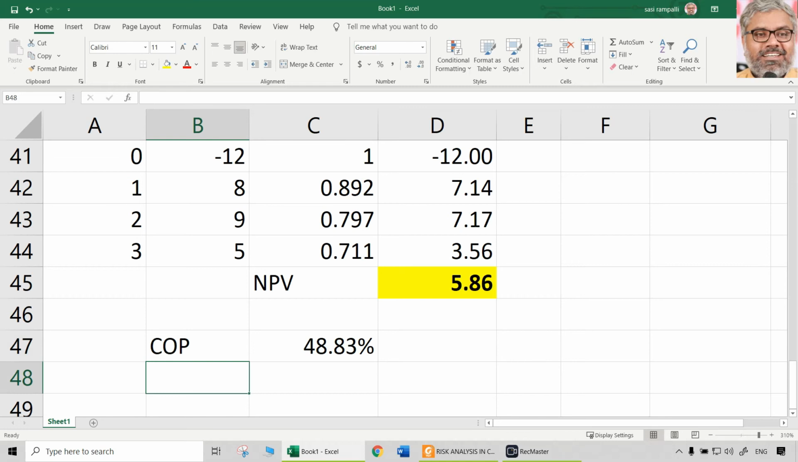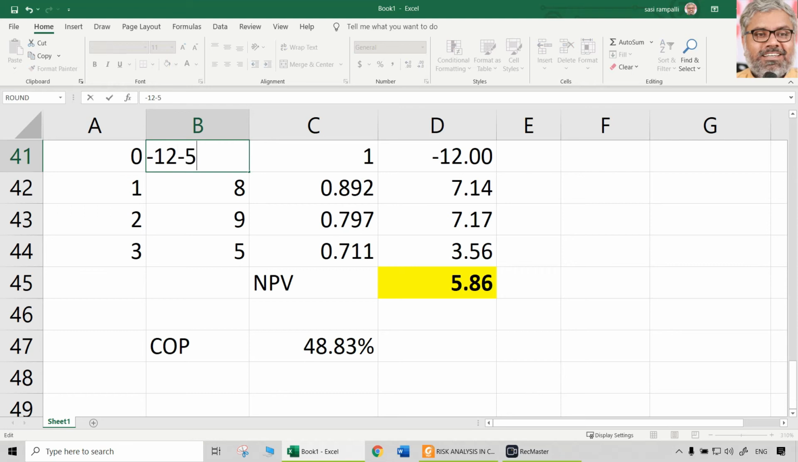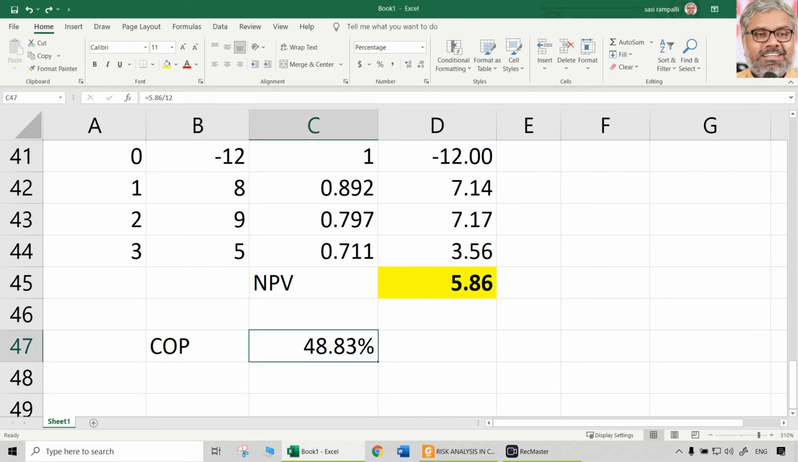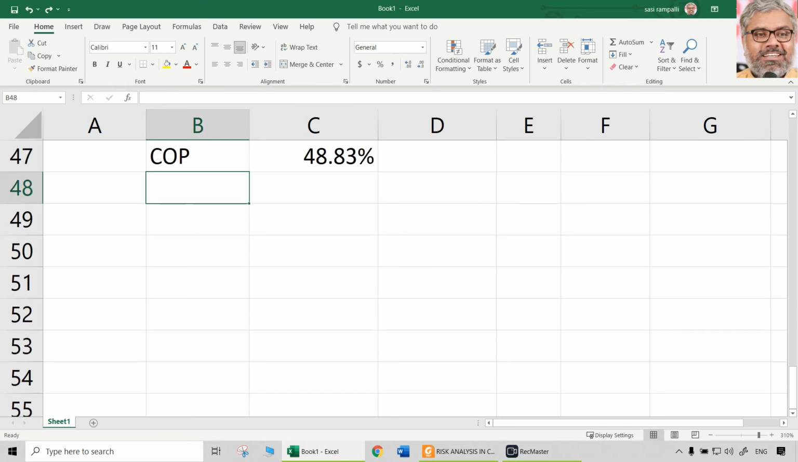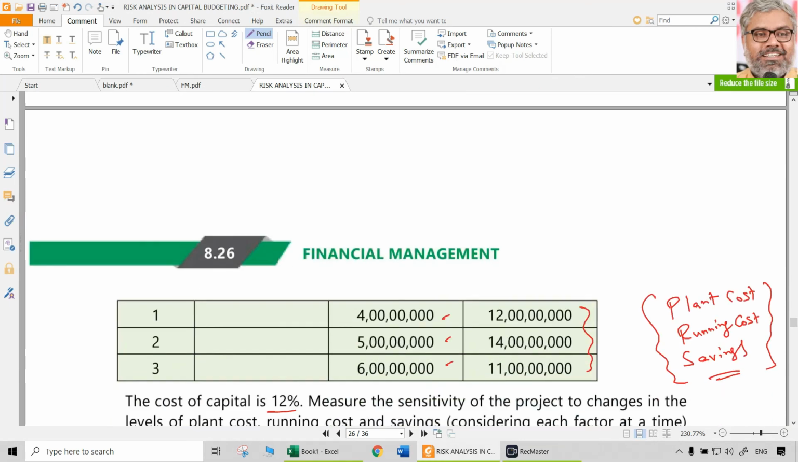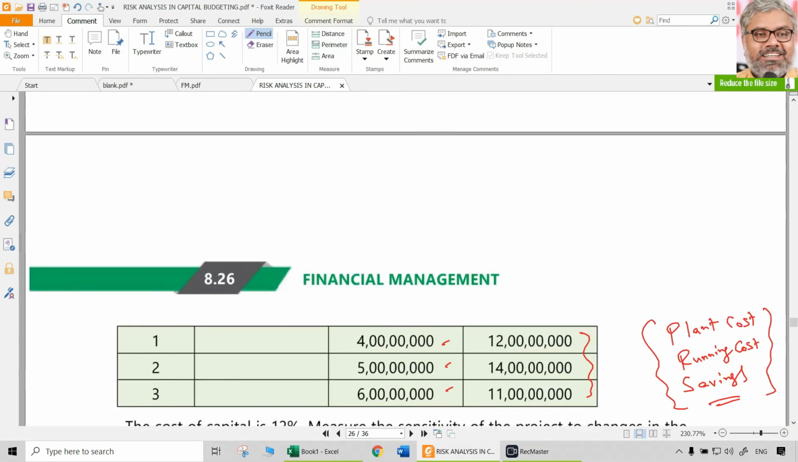So the NPV divided by original initial cash outlay will give us by how much percentage it has to increase. Of course, it has to increase by 5.86 crores. If that increases by 5.86 crores, automatically NPV will become 0. So if that increases, just for testing purposes, let us say by 5.86, NPV becomes 0. That means how much percentage it should increase? 5.86 divided by 12. So 48.83% increase in cost of the plant will have made NPV 0. That is first point. Then the second one, running cost, means running cost should increase. But now what should increase? The present value of the running cost should increase.